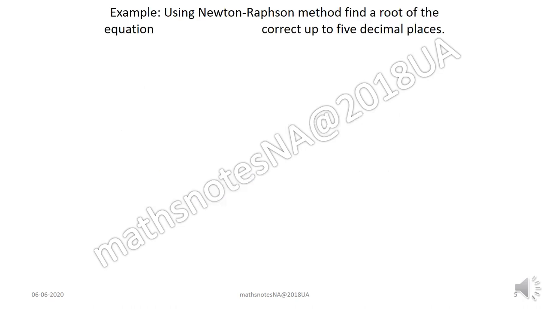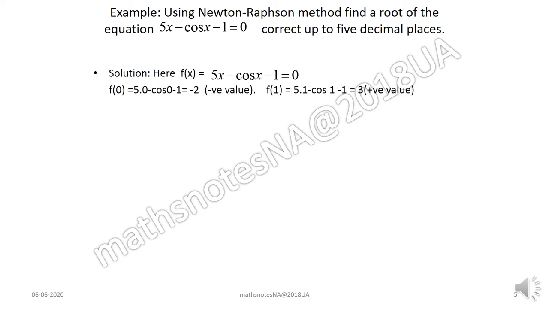In this example, we have to find a root of the equation 5x minus cos x minus 1 is equal to 0, correct up to 5 decimal places. Here fx is equal to 5x minus cos x minus 1 is equal to 0, and we find out one interval by putting x is equal to 0 and 1, and we see function value is negative and positive here. So in between we take any value between 0 and 1, mid value 0.5 or 0.4 or 0.6. So we can take any value as an initial point.